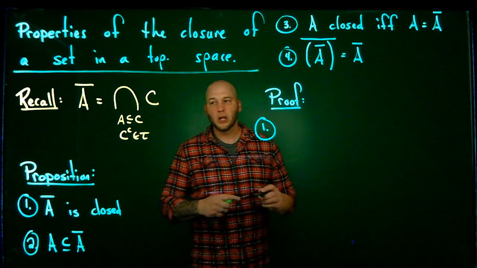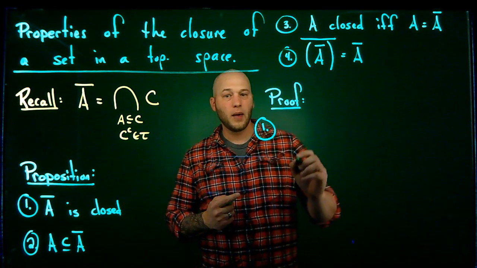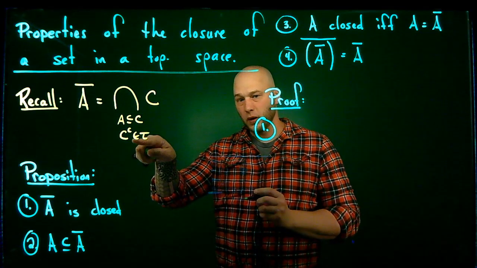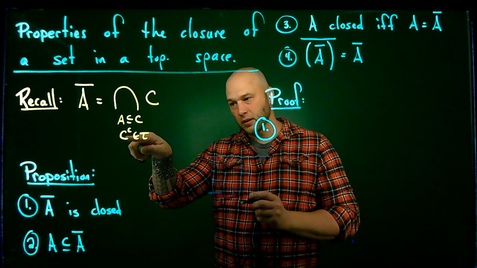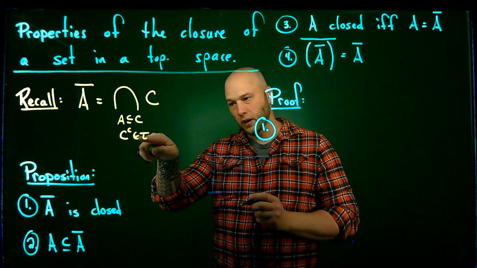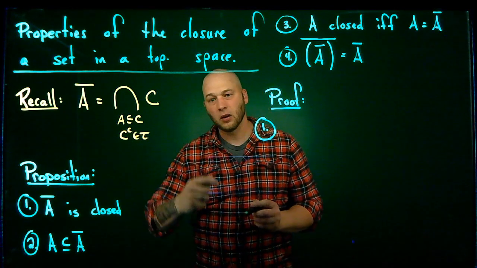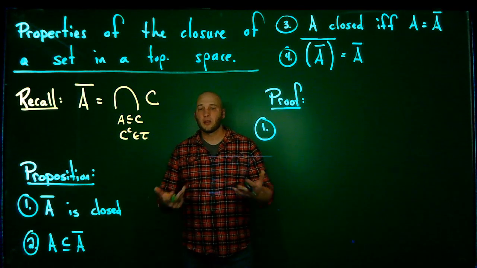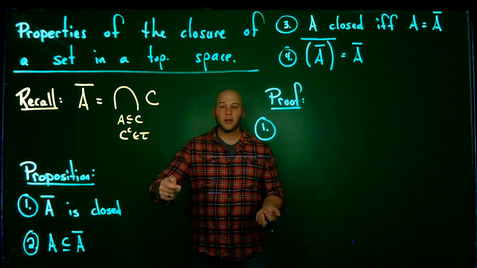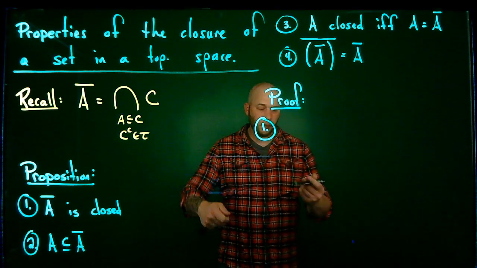The closure is closed. Well, remember that I happened to mention over here that C was closed, and then down here I said that the complement was open. So if the complement is open, that must mean that the original set is closed. That's the relationship between open and closed sets, that they're complements of each other. What I can do is take the complement of a closure.